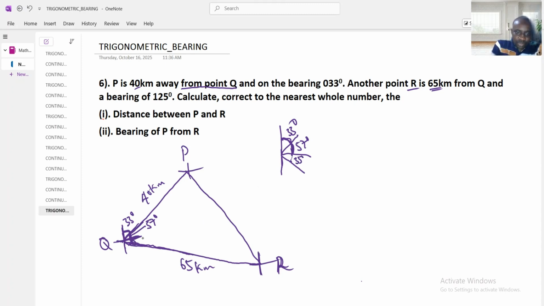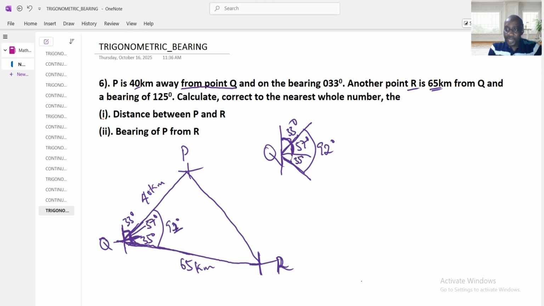Therefore, this place will also give us 35 degrees. Therefore, what is the angle at this point Q? We are going to say 57 plus 35. What is it going to give us? It's going to give us 92 degrees. Yes, like I said, this angle is going to give us 92 degrees. Which formula can we use now?